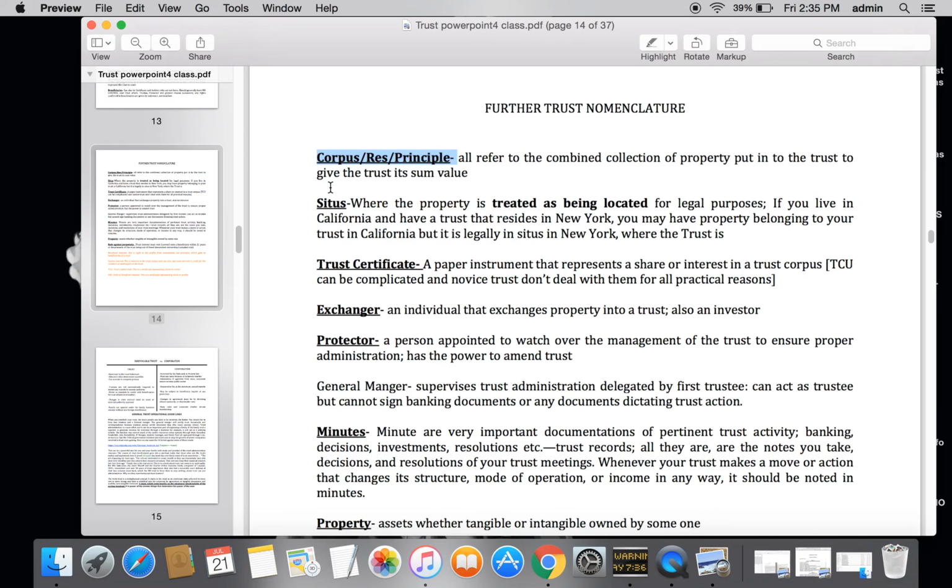Okay, so now we get into further trust nomenclature. And this is basically the terminologies and definitions of other positions and other components of the trust. All right, so we have the trust corpus, or sometimes they call the trust res, or sometimes called the trust principal. And this basically refers to all of the combined property put into the trust to give it its value. So if the trust is funded with, say, $2,000 or $250,000, that is the trust principal, or the trust corpus, or the trust res.